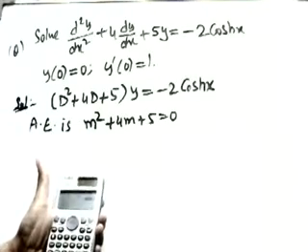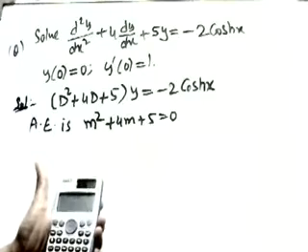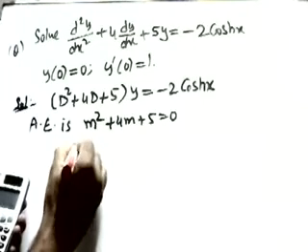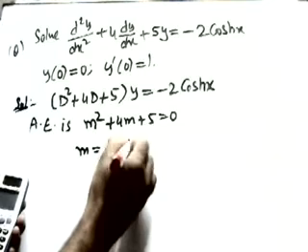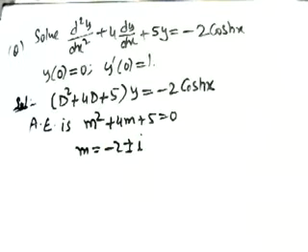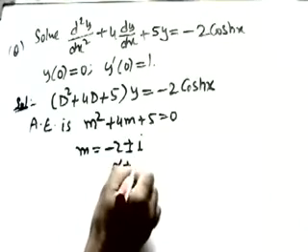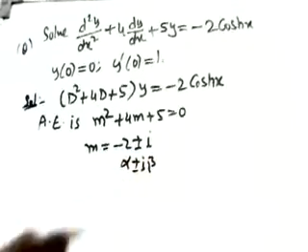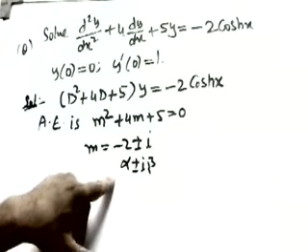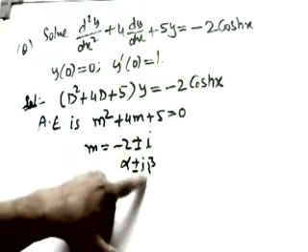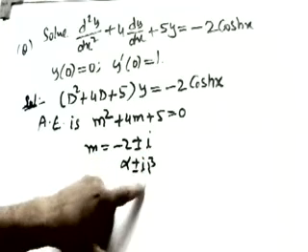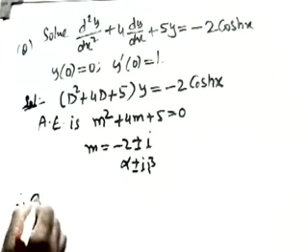1 equals to, next one is 4 equals to 5. So let me see this one. So we are getting imaginary roots, m equals to minus 2 plus or minus i. So when we get imaginary roots, the method is, we suppose this as alpha plus or minus i beta. So alpha is minus 2 here, beta is 1.